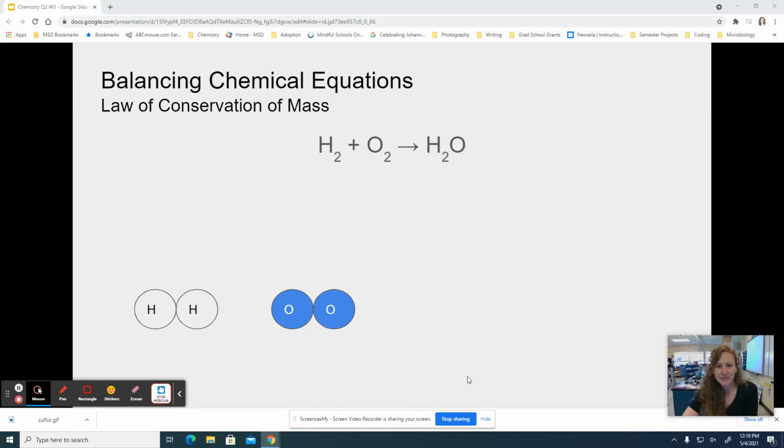Hi, chemistry. We're going to talk about balancing chemical reactions today. Now, balancing chemical reactions can be kind of a tricky skill, but it's a really necessary skill to learn when going through chemistry because of the law of conservation of mass. So, the law of conservation of mass is something I bet you guys already know.